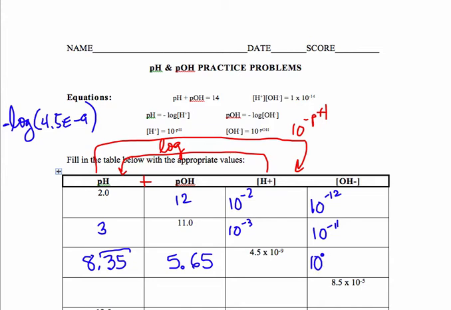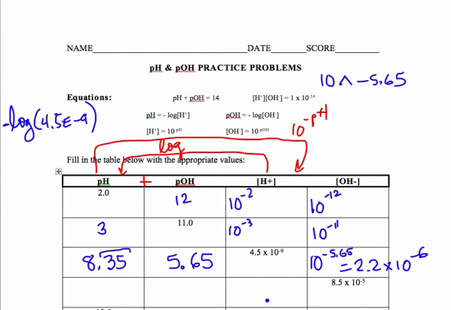And then my hydroxide ion will be 10 to the minus pOH, but this is improper, and so I need to put that into my calculator, and when I do that, I'll go 10 caret negative 5.65, and I will return a proper scientific notation of 2.2 times 10 to the minus 6.